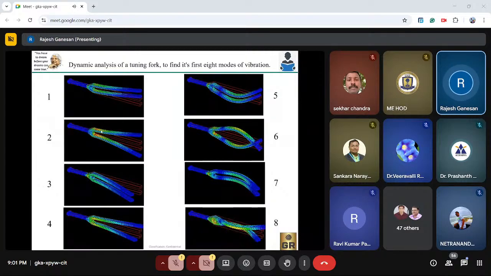So this is the, I told you, no vibrations. So this is another thing, a tuning fork. Okay, dynamic analysis of a tuning fork.